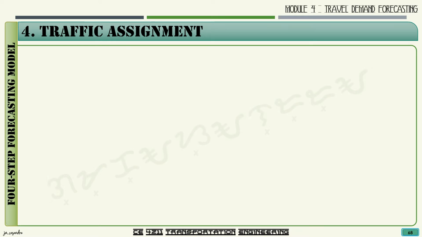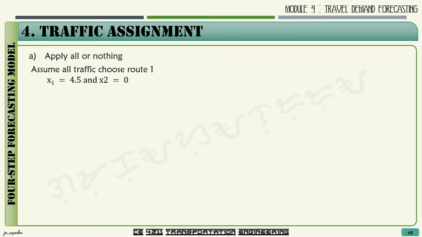So for the first part of the problem, we want to solve the time of travel using the all or nothing method. For this, we first assume that all the vehicles, all traffic, will choose route 1. If that's the case, then x1 will be 4.5 and x2 will be 0. Substituting the value of x1 in the equation of T1, that will be 6 plus 4 times 4.5, which will give us a value of 24 minutes.